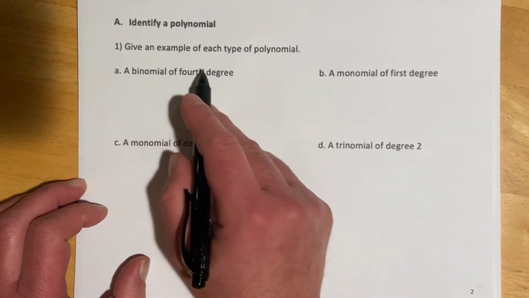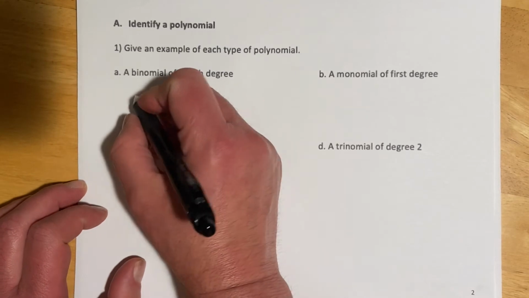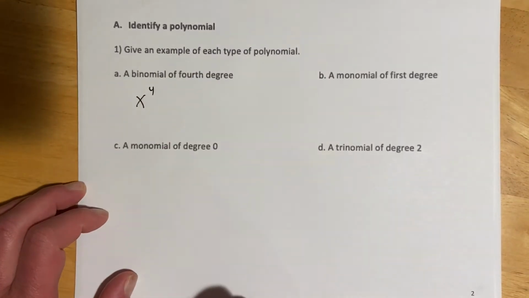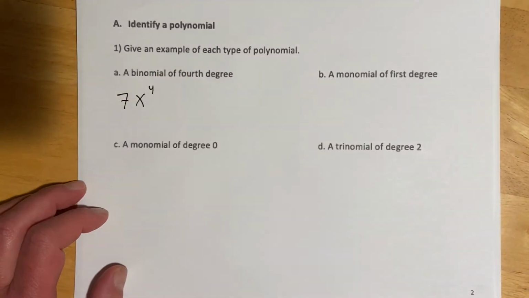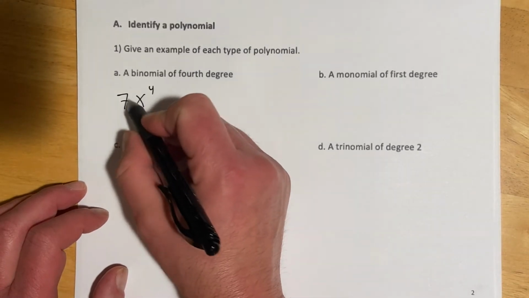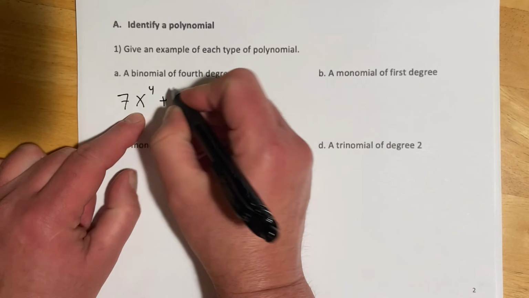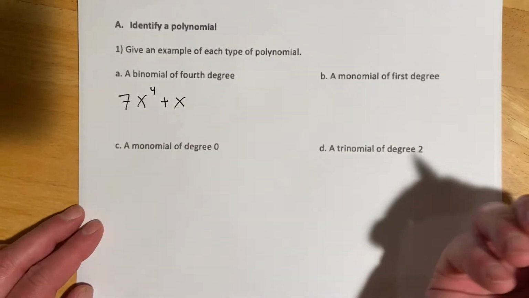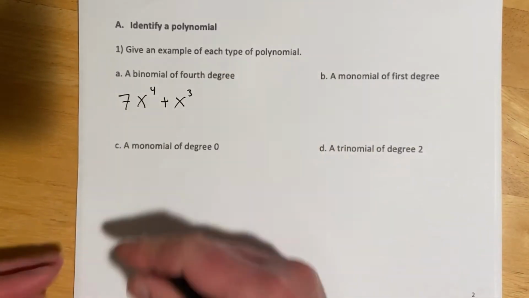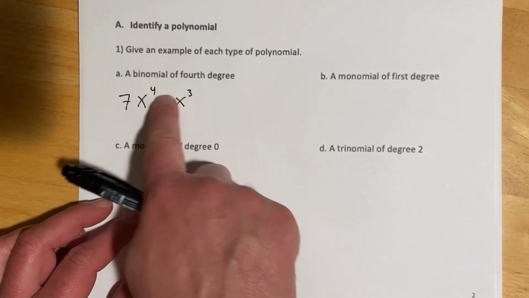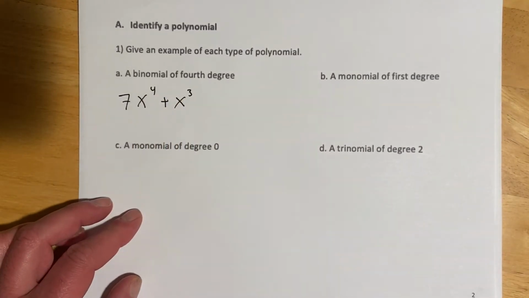So binomial of 4th degree. So if it's a 4th degree, that means it's going to have an x to the 4th. It could have a coefficient out front, but the largest power in this is going to be x to the 4th. That's a binomial, means it has 2 terms. So I could throw an x there, I could throw an x cubed, whatever I want, but it has to have 2 terms with the biggest power of 4.